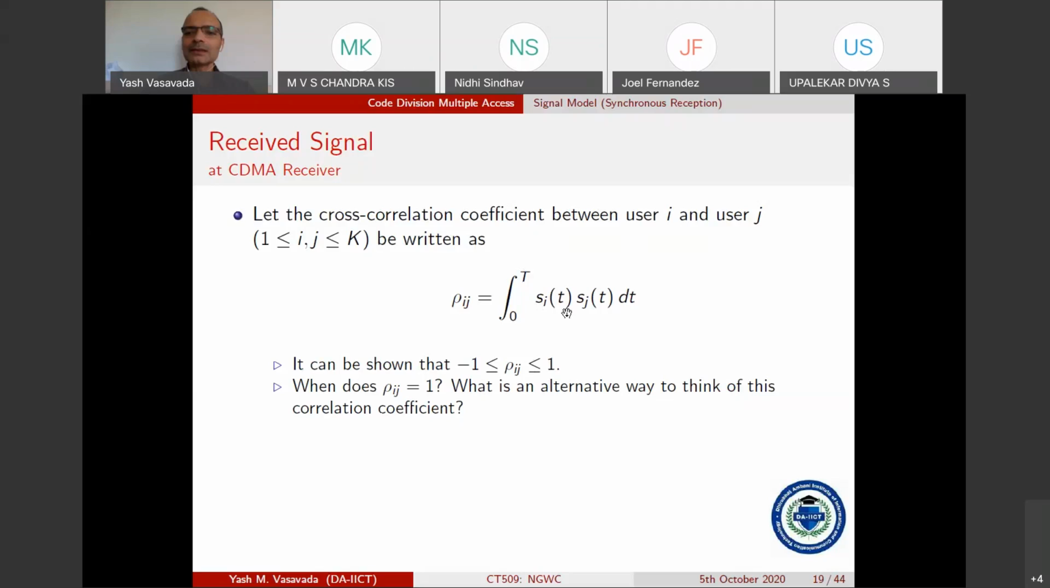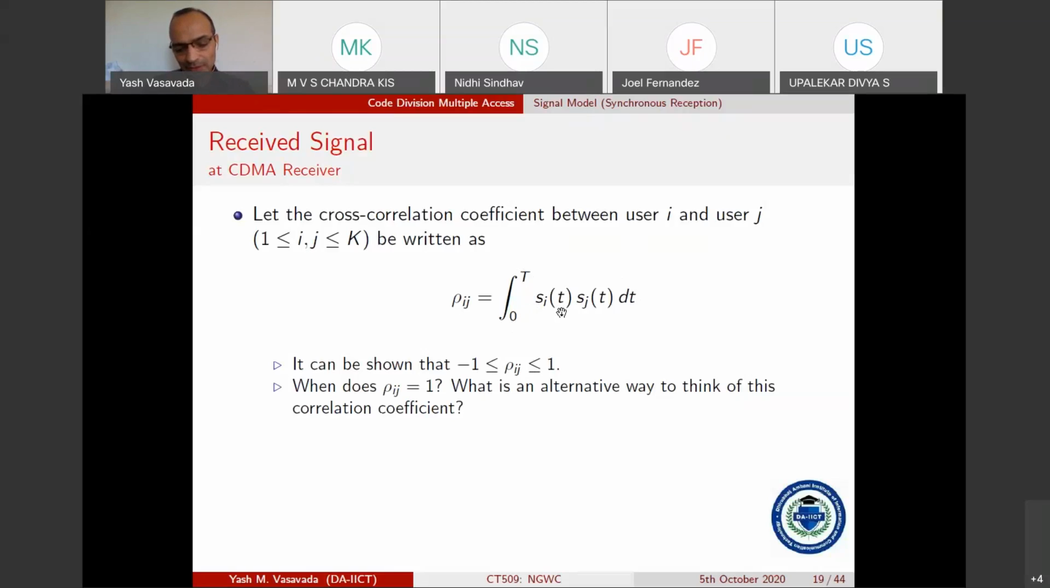Yeah, exactly. So Bibin mentioned the answer. Remember, we want to think of this Si and Sj to be vectors. A lot of the times, the vectorial viewpoint helps. When we say that these individual signature sequences have normalized energy, what will be the length of the vector? In terms of the vectorial viewpoint, their lengths will be 1. And this integration in terms of vectors will be just a dot product.